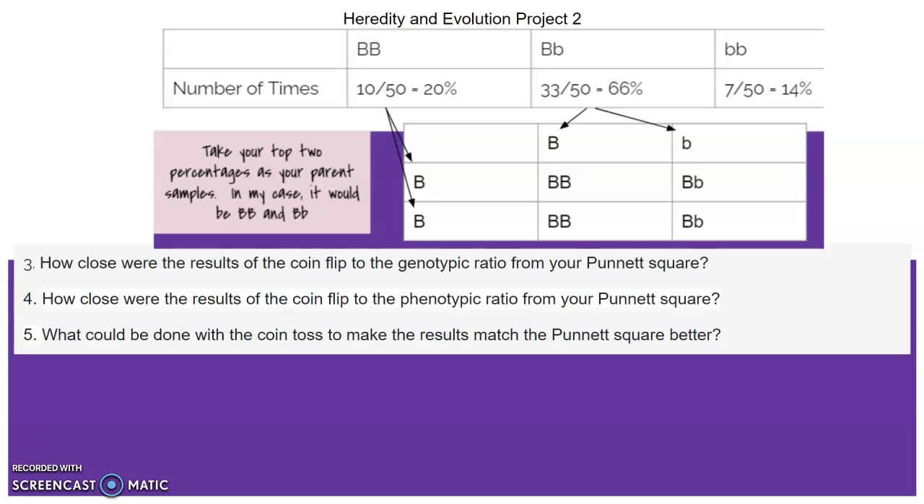What could be done with the coin toss to make the results match the Punnett square better? Well, we could flip the coin more often or more times to get better data and do this more frequently so that we could have more samples. And we could also use varied coins. So we could use the same coins, or we could change up the coins and see if that makes a difference. Okay?